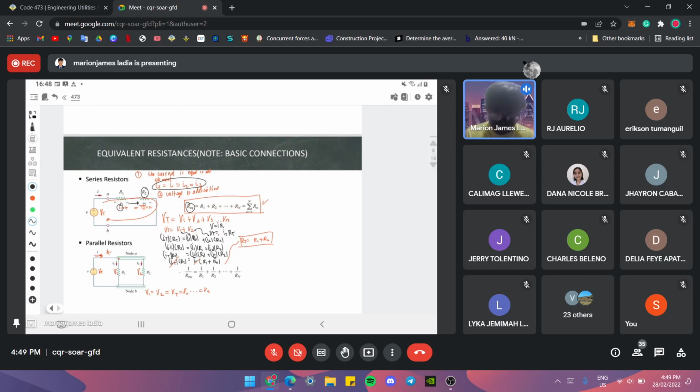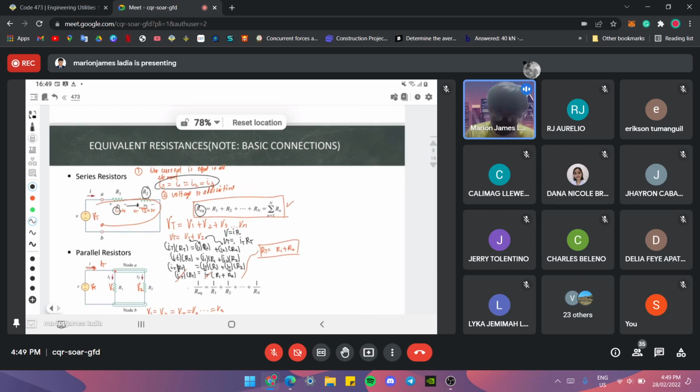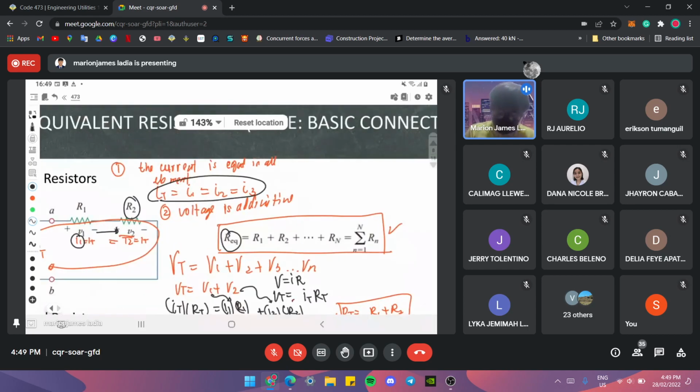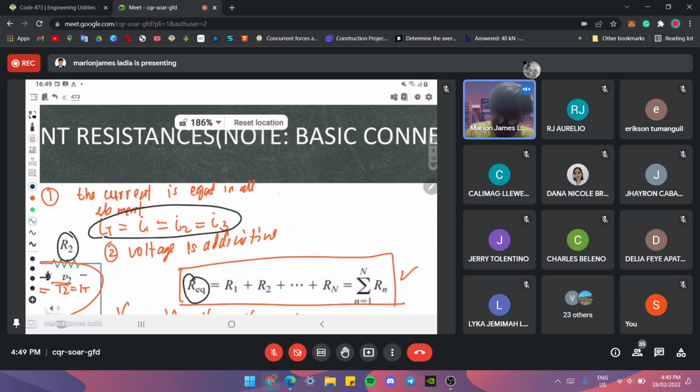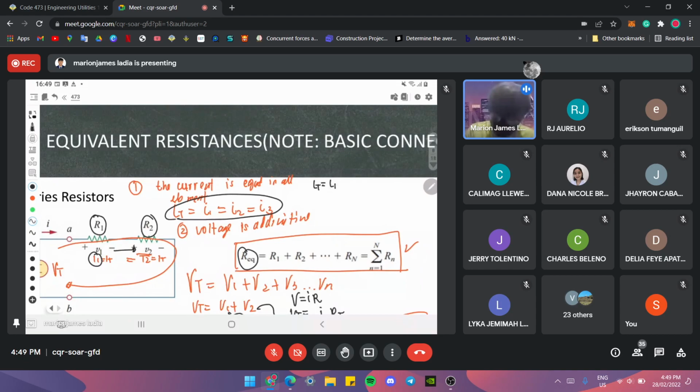Next. So dito, diniscuss din natin about the equivalent resistance. So basic connections lang tayo, and also basic properties. As I have said last meeting, pag series resistor, we are always saying that our I total, so yung current total natin, is equal to the current entering to our resistor 1 and also equal to the current entering to our resistor 2. Or pag nilagyan mo pa ng resistor 3, it is always equal to the current entering to our resistor 3. That is a characteristic of a series connection.